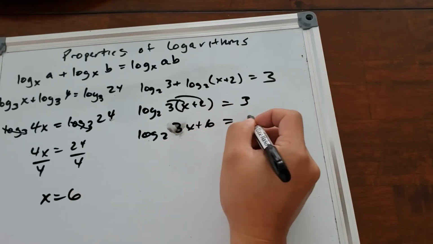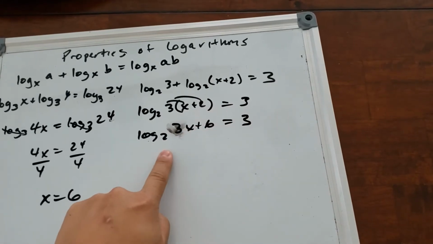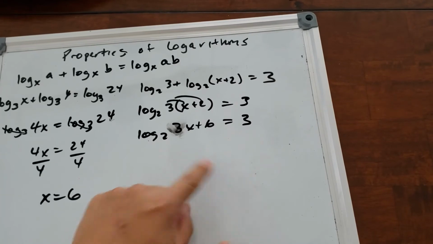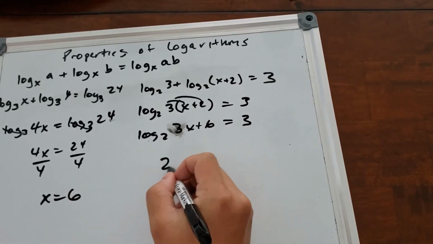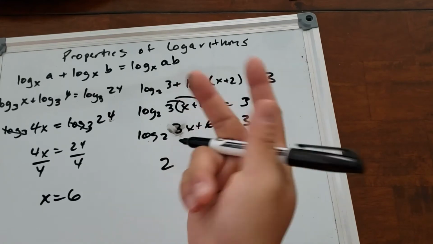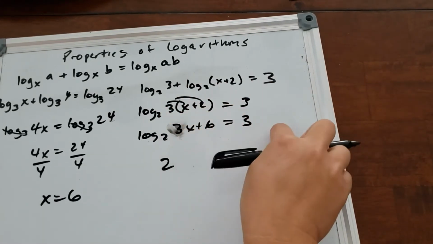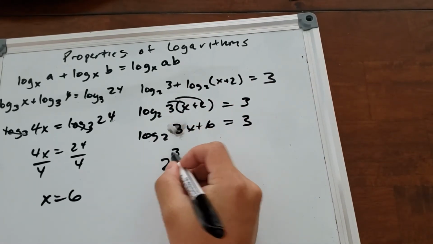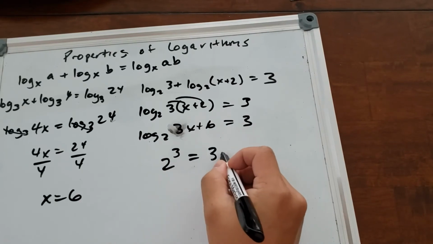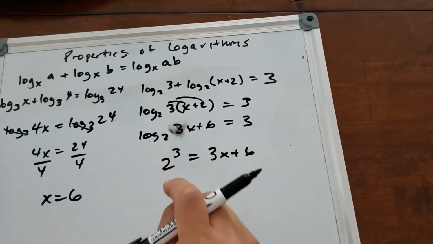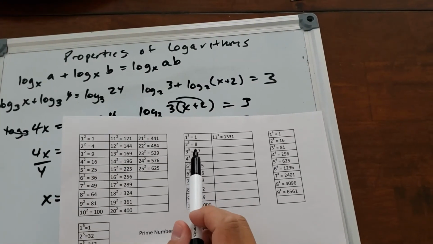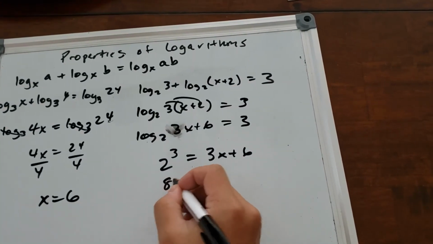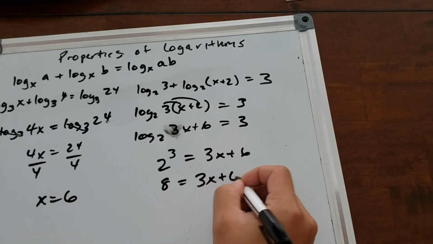I get 3x plus 6 equals 3. Well, now, do I have one log or do I have two? I only have one, so I have to switch them around. Remember, this is going to drop down and become the big number, and these two are going to switch. This is 1 unit, and it's all going to move over to this other side. So this 3 goes up here: 2 to the 3 equals 3x plus 6. I'm going to check my chart again. 2 to the 3, I see, equals 8.